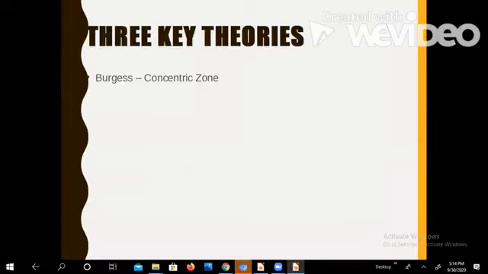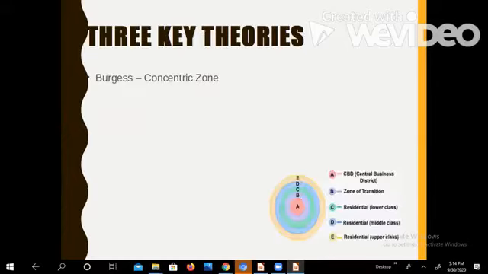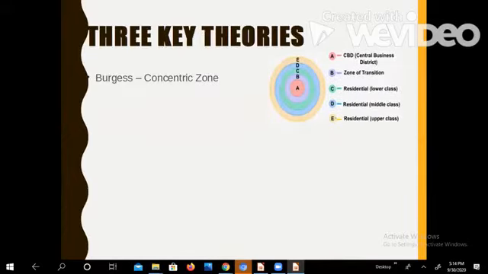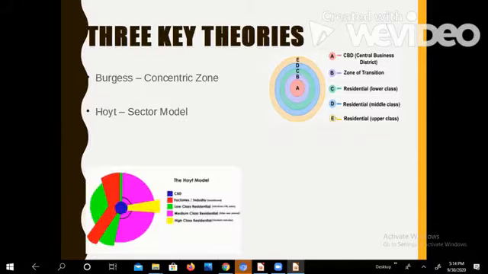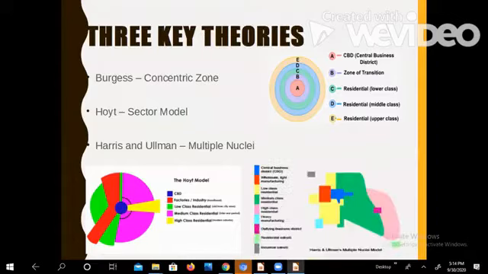So today we are going to study three key theories. The first one is the concentric zone theory, which is given by Burgess. The second one is called the sector model, given by Hoyt. And the third one is the multiple nuclei theory, given by Harris and Ullman. There are other theories also, but today we are going to study these three basic theories.